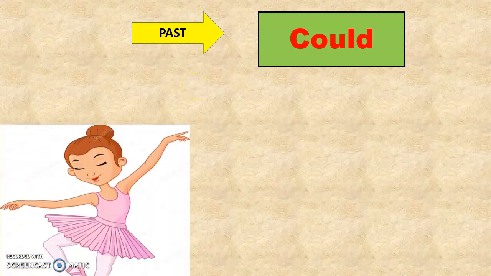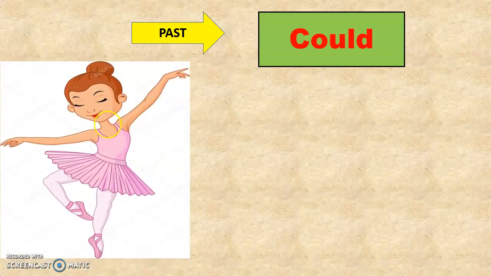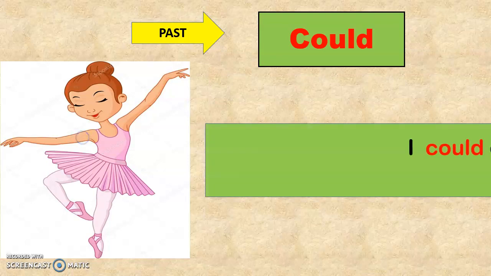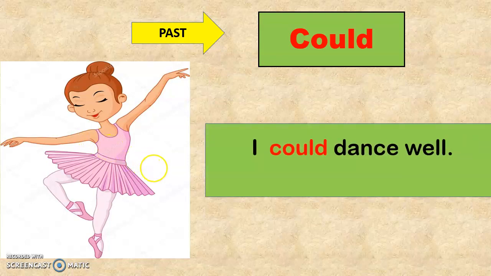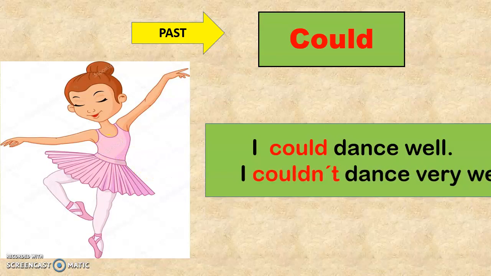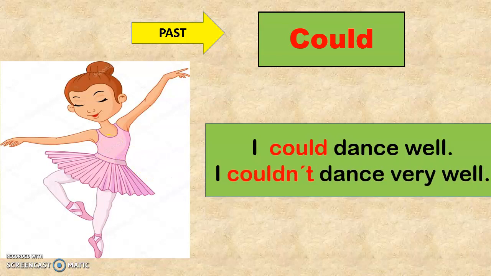Look, what about the picture? What is the action here? Right, dance. And what about this one? I could dance well, but it's in the past, remember? I couldn't dance well. Oh no, but also it's in the past. Great. Okay, let's see.